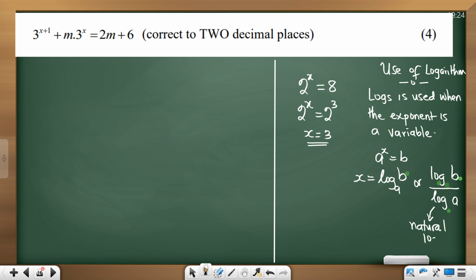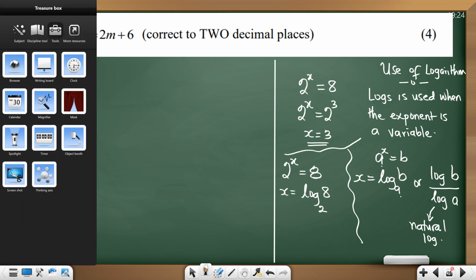Natural logs, which is log of 10. All right. Please don't get lost. 2 to the power x equals 3, equals 8. I'm looking for x. Beautiful. Log. My 2 is a base. You see, the 2 is a base. It goes as a base. Put a 2 there. Put an 8 there.